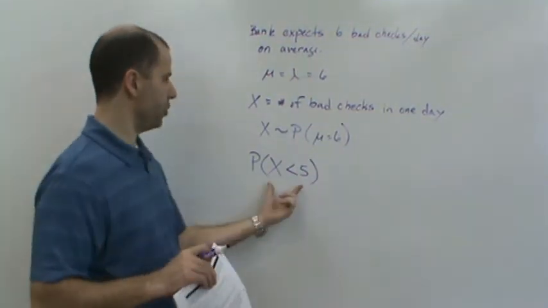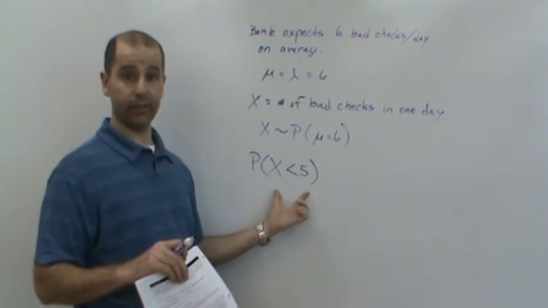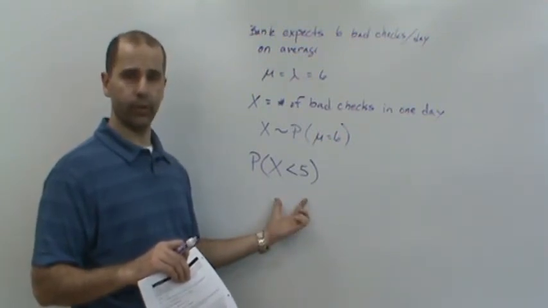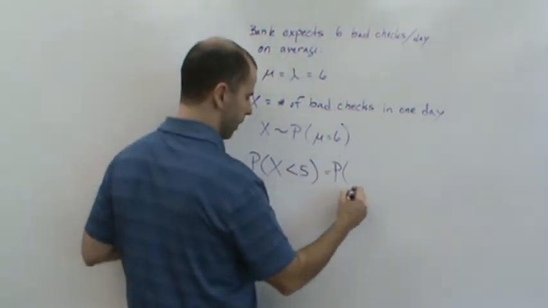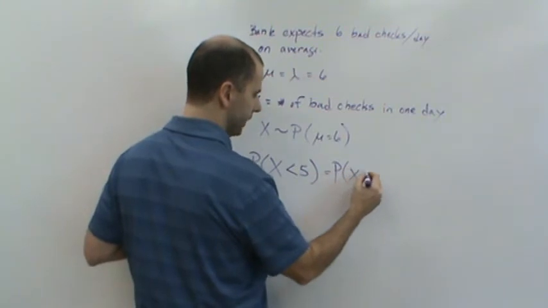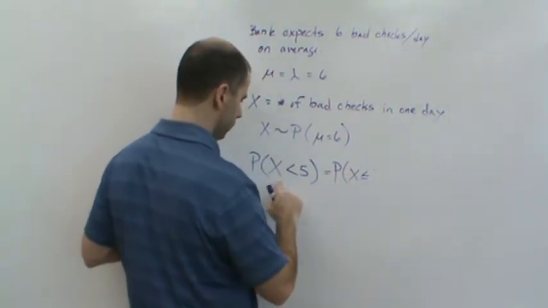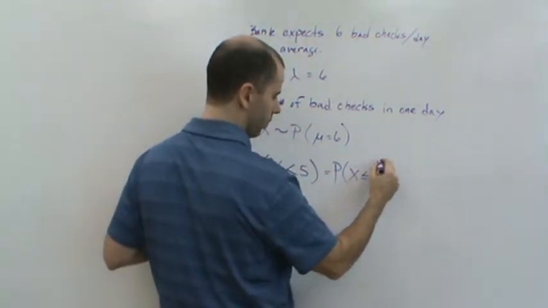Well, we can't use it the way it is, because what do we need? We need less than or equal to. So how can we change this so that it says less than or equal to? Well, easy. This is going to be the same as the probability that x is less than or equal to 4.